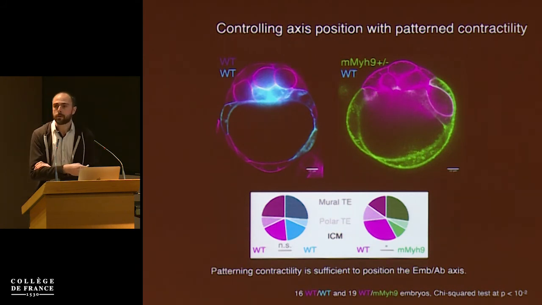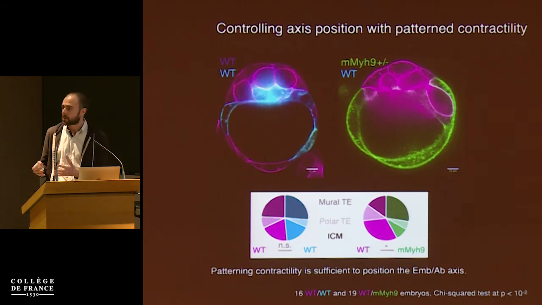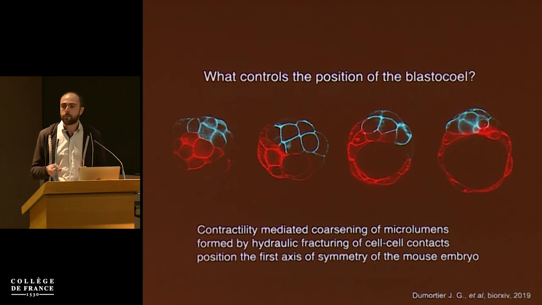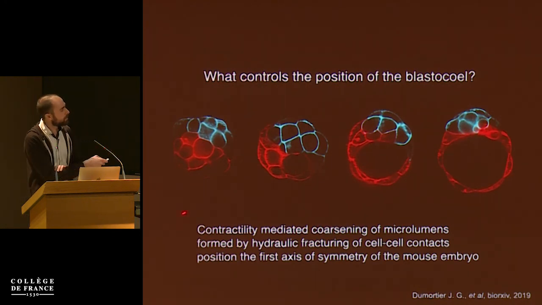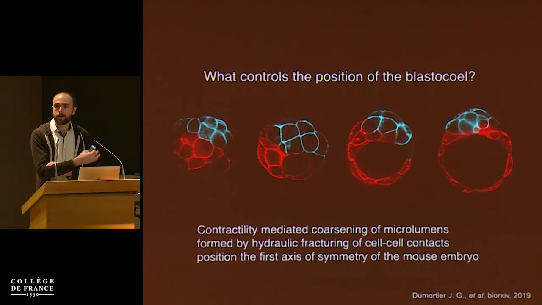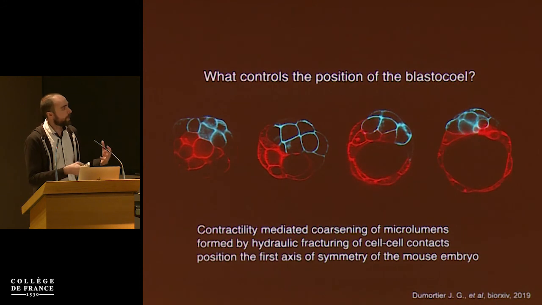So I've told you 2 different ways now to direct the positioning of this blastocoel, direct the positioning of the first axis of symmetry of the embryo. Because we see no obvious pattern of adhesion, but we do have a clear pattern of contractility within the embryo, what we think is happening is that what controls the position of the blastocoel is a pattern of contractility. So what we propose now is that we have a contractility-mediated coarsening of those microlumens, an active coarsening, those microlumens being formed by hydraulic fracturing of cell-cell contacts, which is influenced by the amount of adhesion that you have. And together, this positions the first axis of symmetry of the mouse embryo.